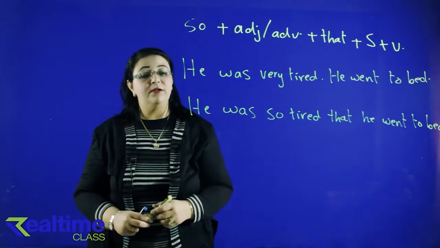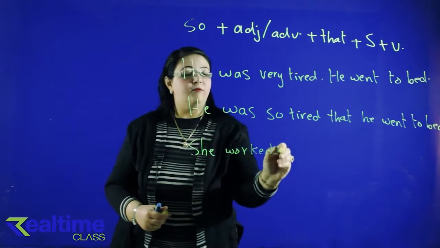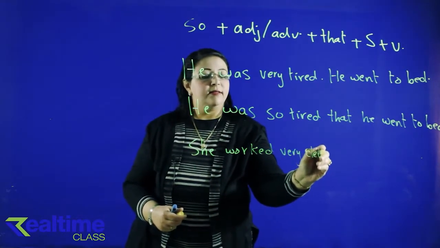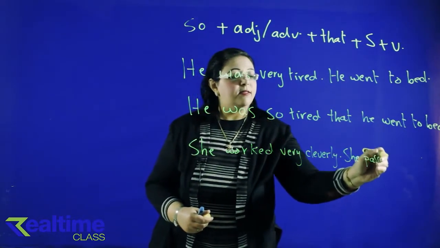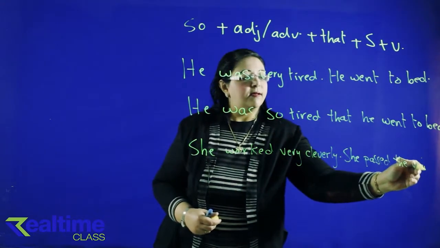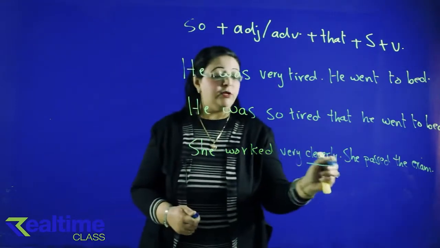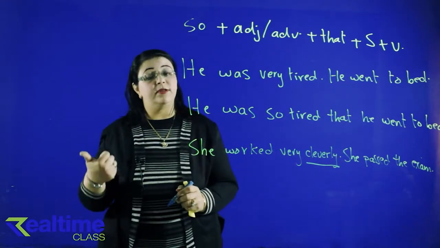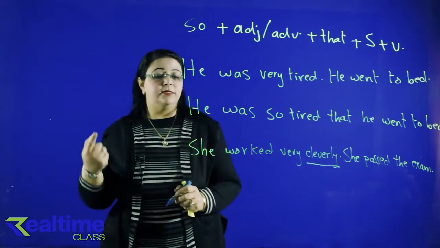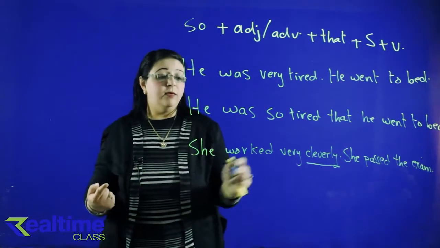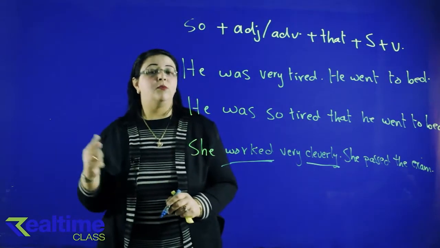So let's have another example. If we say she worked very cleverly, she passed the exam. Here again we have a result or a consequence. Here we have an adverb. How did we know that this is an adverb? Because number one, it ends with an ly, and this is one of the marks that identify adverbs. The second reason that we consider cleverly an adverb is that it describes the verb worked, and any verb except verb to be is described with an adverb.